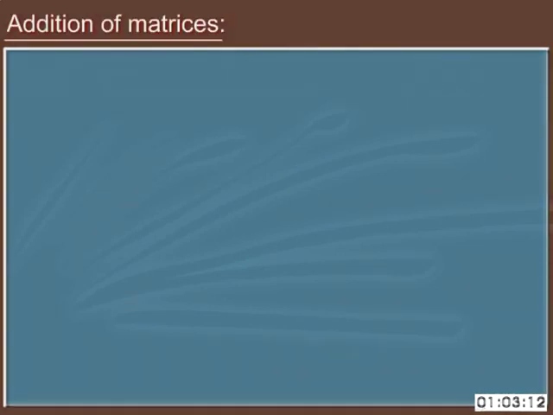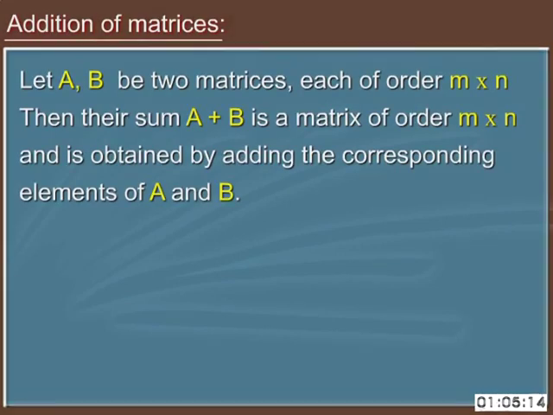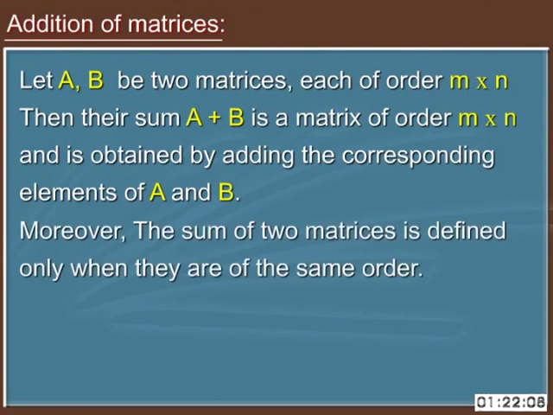Addition of matrices. Let A, B be two matrices, each of order m by n. Then their sum A plus B is a matrix of order m by n and is obtained by adding the corresponding elements of A and B. Moreover, the sum of two matrices is defined only when they are of the same order.